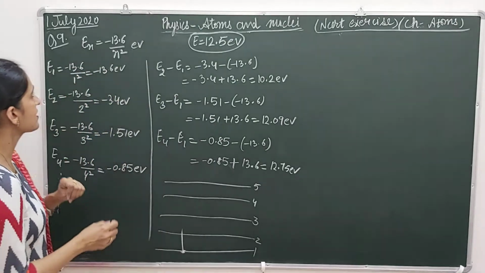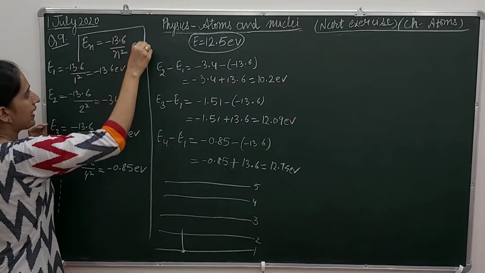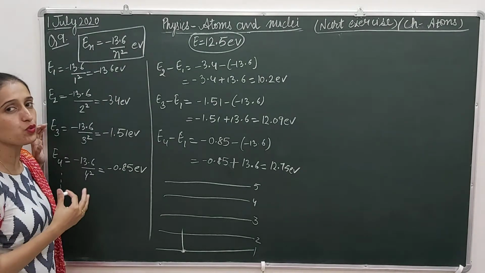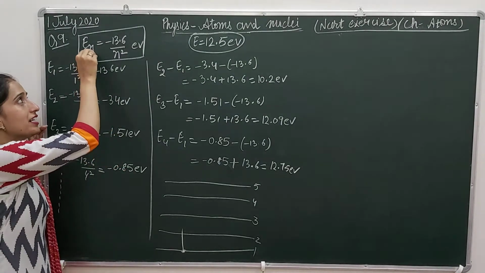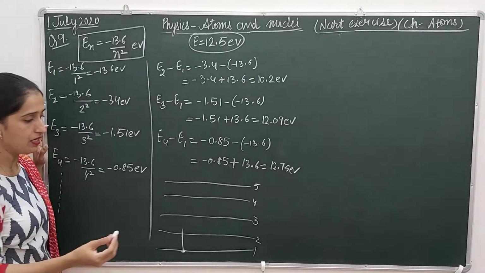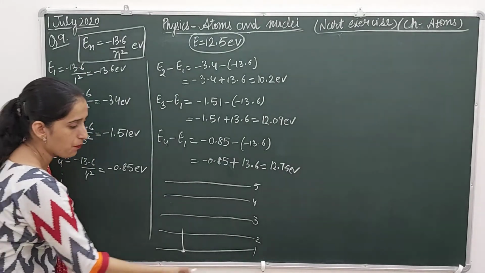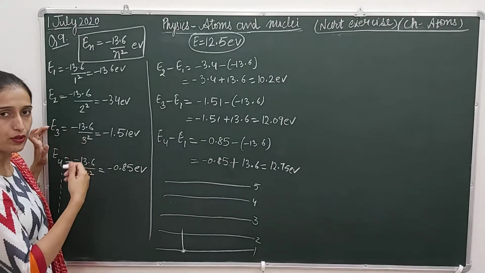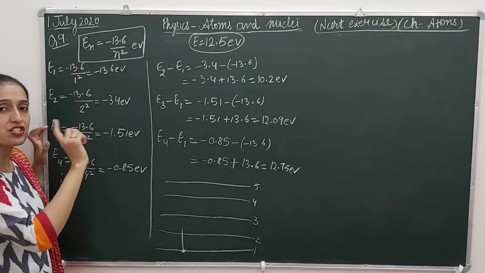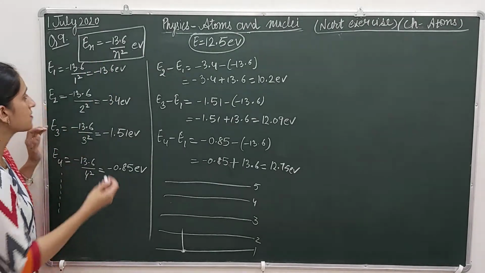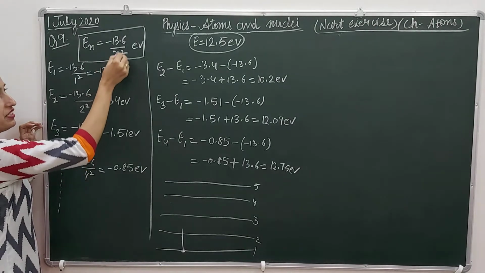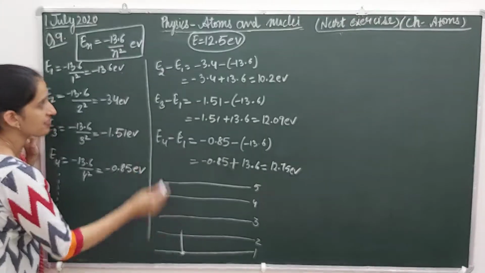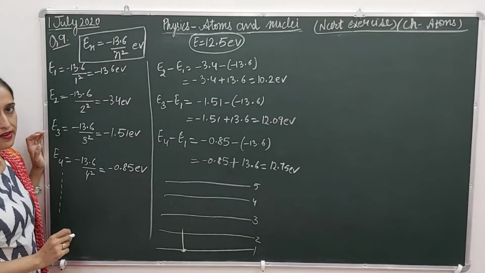Students, for the hydrogen atom we know the value of energy. It is given by minus 13.6 by n square electron volt. It is the energy of the nth energy level. We have energy levels, suppose this one is first, second, third, fourth and fifth, and so on. Now we are calculating the energy of various levels. Suppose E1, we need to replace n square by 1 square.